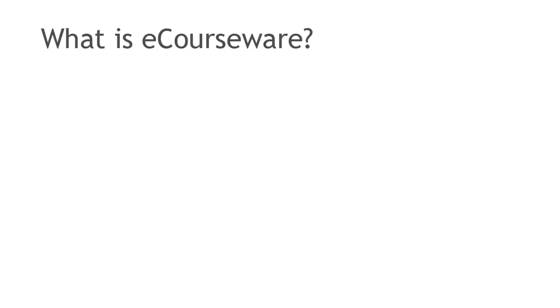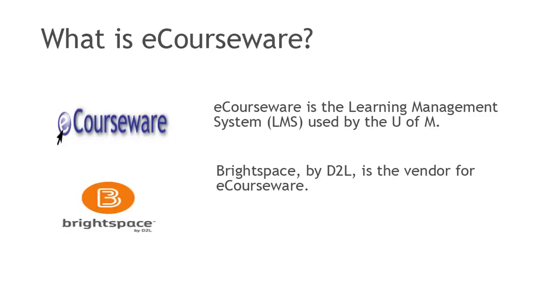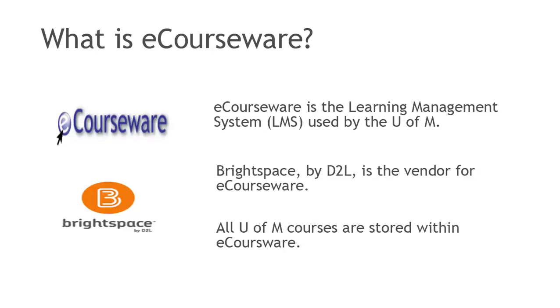Before we get started, you might ask, what is eCourseWare? eCourseWare is a learning management system used by the University of Memphis. The Desire to Learn LMS is the foundation of the eCourseWare platform. All University of Memphis banner courses receive a D2L course shell for faculty to use. Brightspace by D2L is the vendor and developer of the LMS. All U of M courses are stored within eCourseWare.